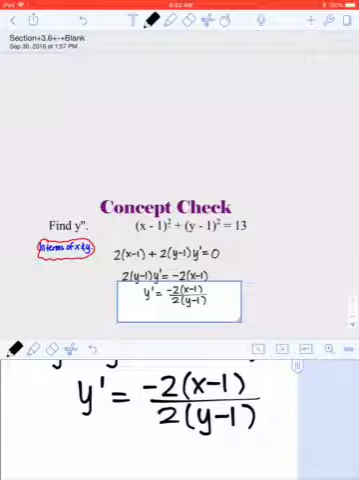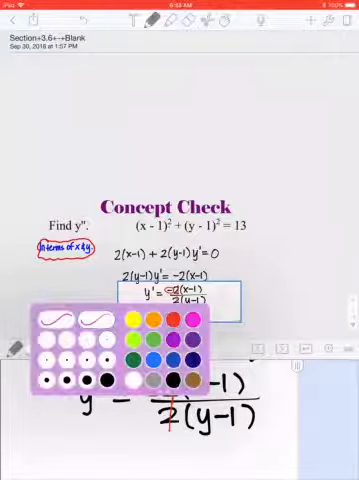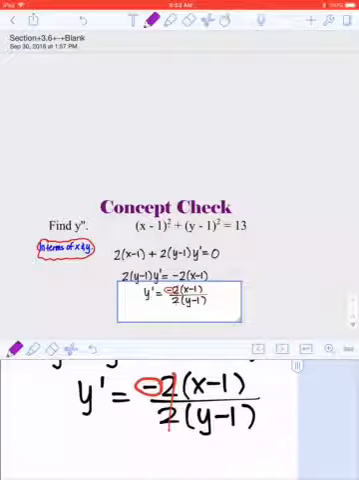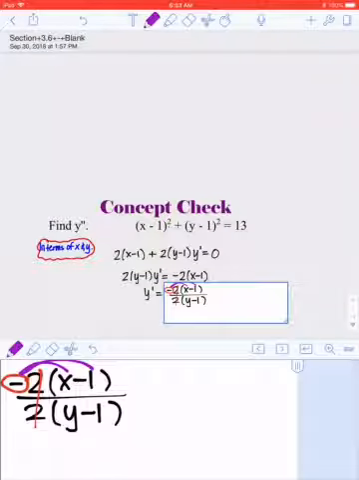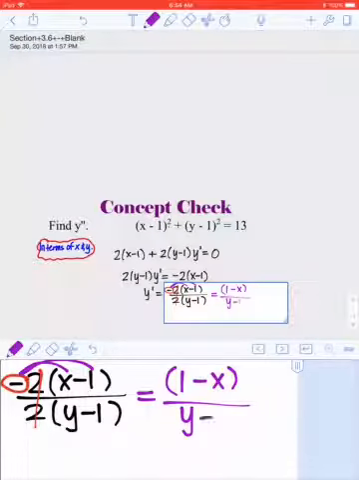And I know sometimes I tell you not to worry about simplifying, but because we are going to do a second derivative, I think it is worth our time to cancel these 2's. Don't forget about the fact that you do have that negative 1 there. I think it might be better just to distribute it in so that you don't lose it, which would make a positive 1 minus x on the top, and it would keep a y minus 1 on the bottom.